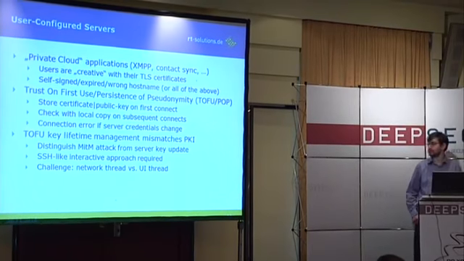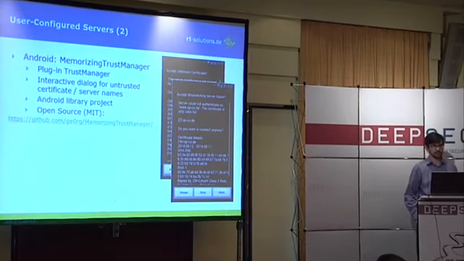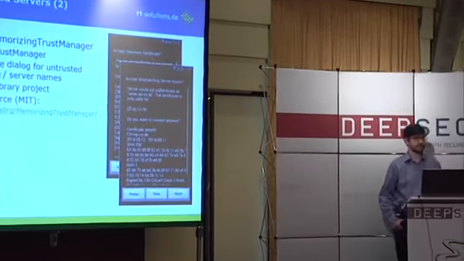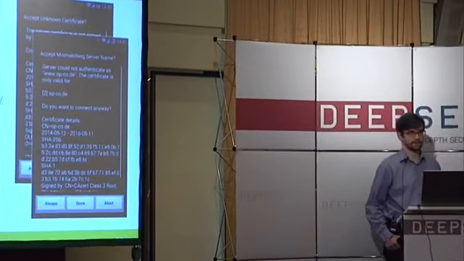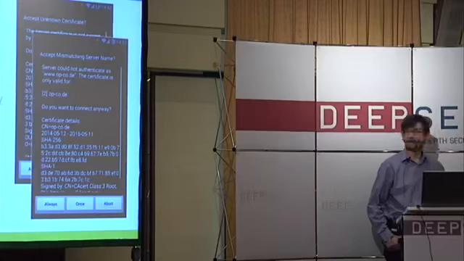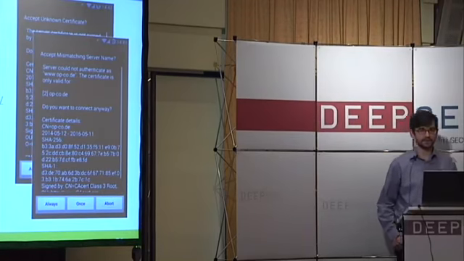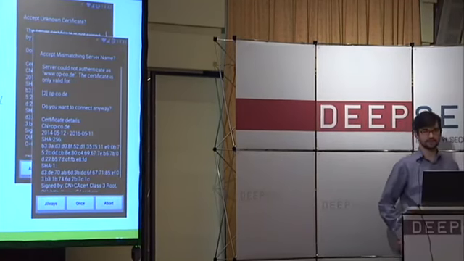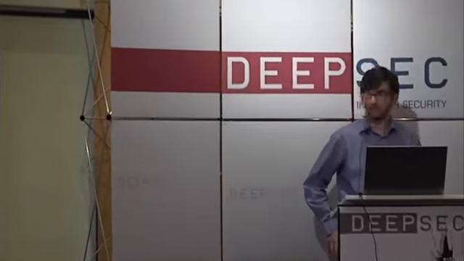Because I had the problem some years ago, I have created the Memorizing Trust Manager for Android. You just replace the System Trust Manager with MTM, and whenever something fishy is happening with a server connection, you just get a pop-up dialog. It is interactive, and the user has the choice to accept and remember the decision, or to abort the connection.